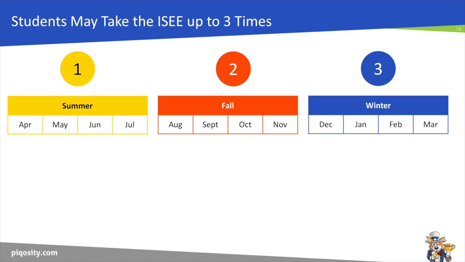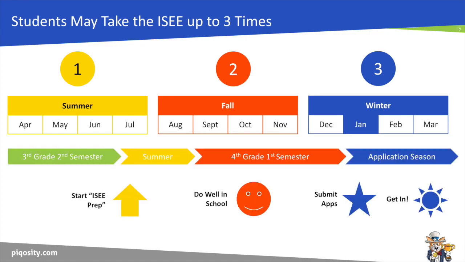Let's now assume that you are a current 4th grader looking to apply to 5th grade, which is generally the prime entry year for a private elementary school. Your first opportunity to take the ISEE would be in the spring and summer during and after your 3rd grade year, April through July. The second opportunity would be during the fall of your 4th grade year between August and November. The third and last opportunity would be during the winter of your 4th grade year between December and March.